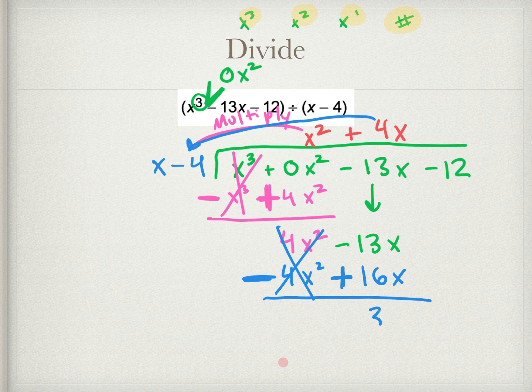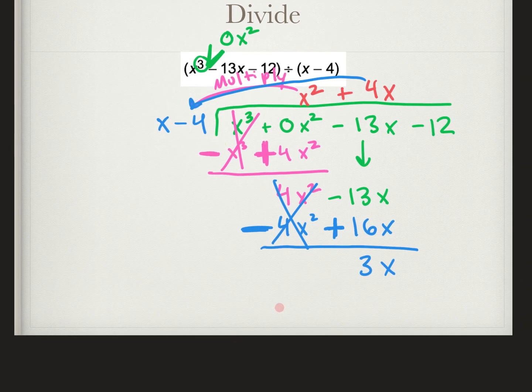So you have to divide by x. We do the same thing again. What's 3x divided by x? 3. Then what? 3 multiplied by x minus 4.